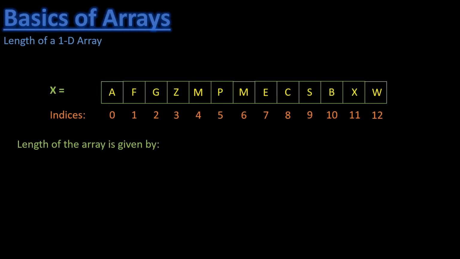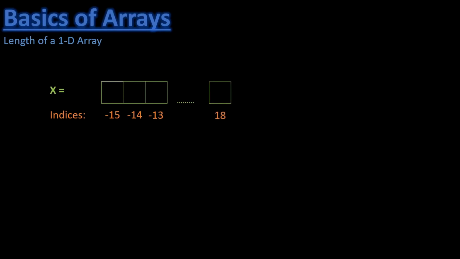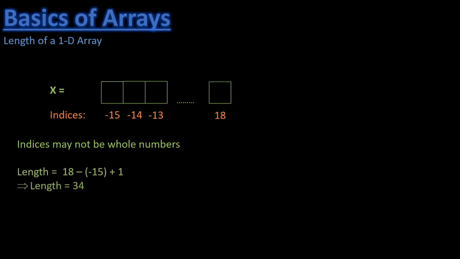So the length of the array is given by the upper bound minus the lower bound plus 1. For our array x here, the length is 13. This formula of length is even valid if the upper bound and lower bound are negative numbers, but they must not be fractions. For instance, in this case, the length of the array would be 18 minus negative 15 plus 1. That would give us 34.